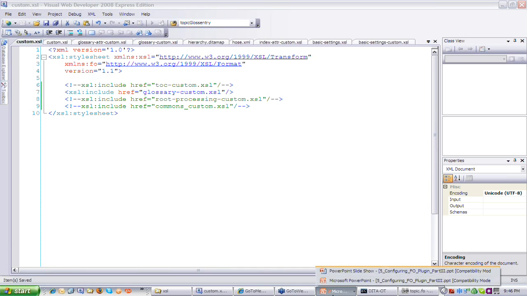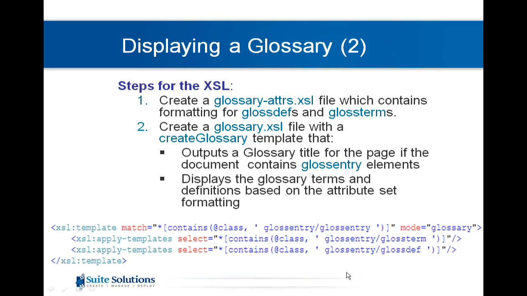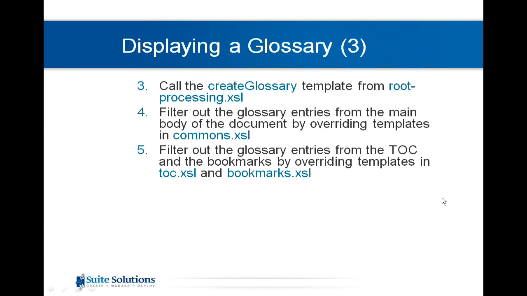But wait, there's more. The next thing we need to do is call this function, right? We created the template, but we didn't actually call it from the DITA-OT yet, from the FO plugin. So as I mentioned earlier, the location from which we're going to call it is this root processing file, which creates different parts of the document. So that seems like a logical place to put in a call to our create glossary template.